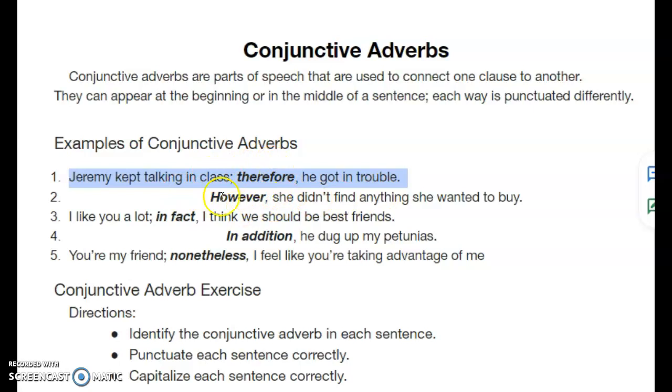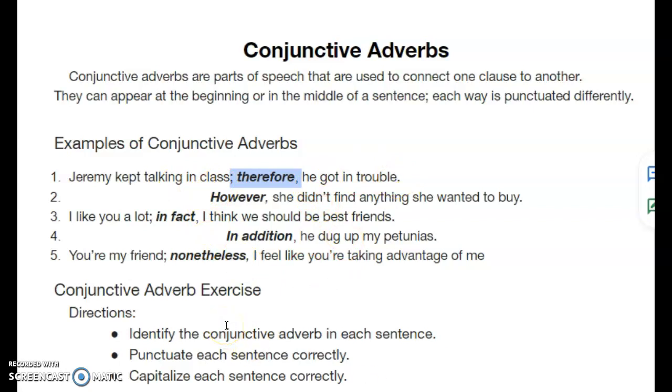When we put a conjunctive adverb in the middle of a sentence, we have to punctuate it. It's a little odd punctuation, but here we go. It is a semicolon, conjunctive adverb, comma. And notice on each side of this semicolon, conjunctive adverb, comma, there is an independent clause. Jeremy kept talking in class. He got in trouble.